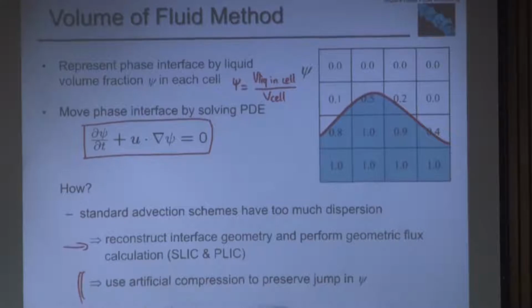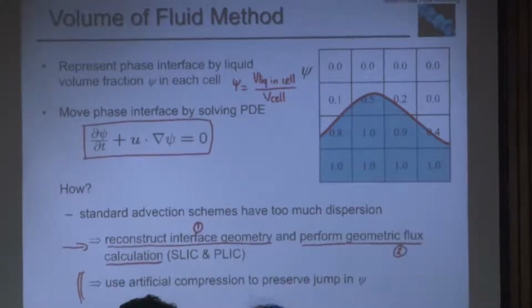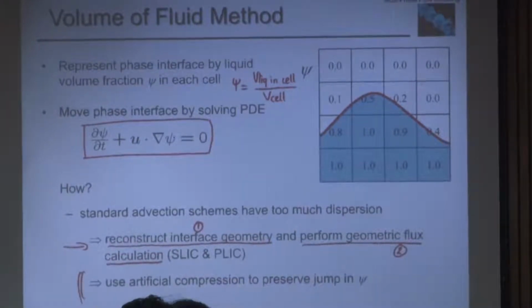In order to do that, the first step is to know where the interface is located. And so for this, we're going to have to first reconstruct the interface geometry. That's going to be step one. And step two, we're going to do a geometric flux calculation. That's going to be step two. Step one is not obvious.